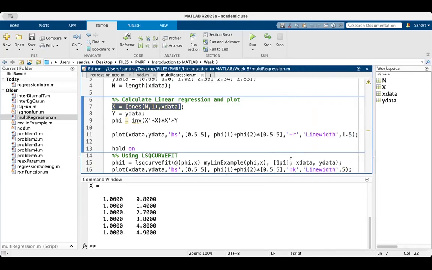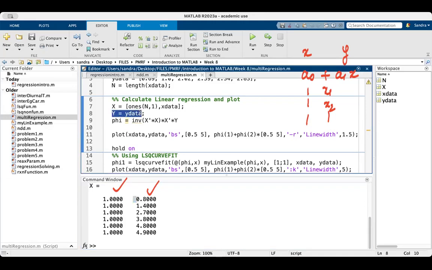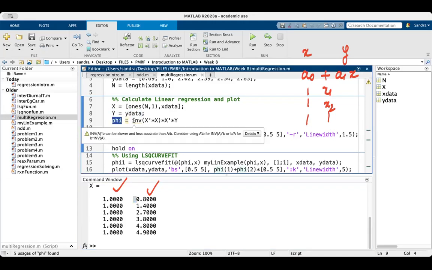Here I only have two columns, just one X and Y. So it will be A0 plus A1X. For A0, the coefficient is 1, so I'll have a lot of ones. And the coefficient of A1 is X, so I'll have X1, X2, and so on. So here are the ones, and these are my X values. Now my Y vector is nothing but the Y data, straight away. Now let me find phi. Phi is nothing but the whole inverse of X transpose X, multiplied by X transpose Y.